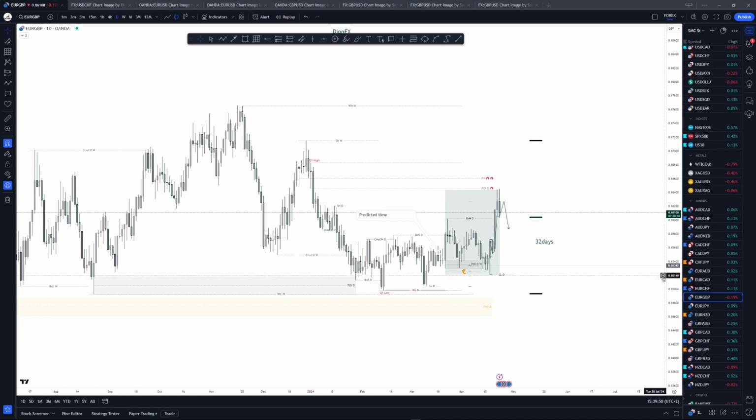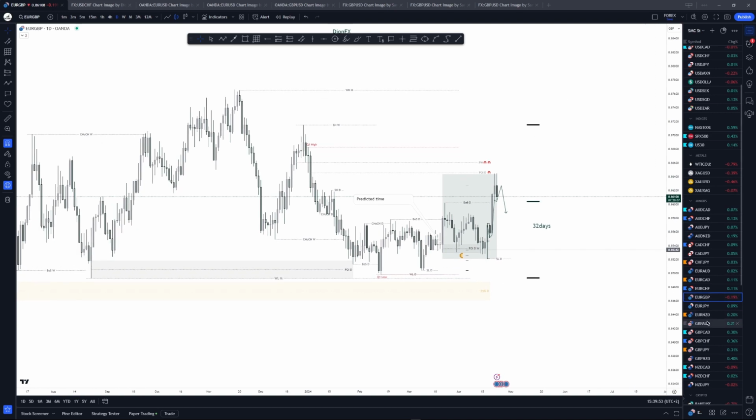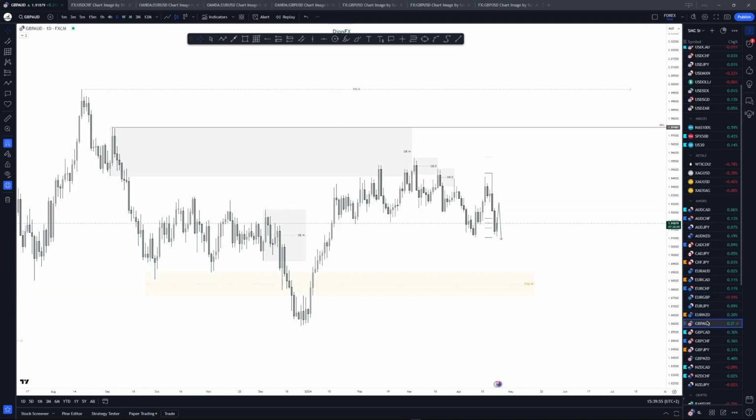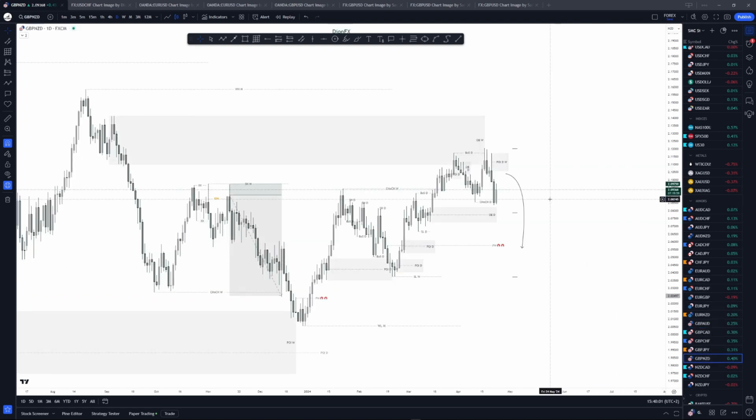So yeah, for GBP/AUD, let me check this one. I didn't send this one out, or I haven't updated you guys on it. GBP/NZD. For GBP/NZD and GBP/CAD, let me talk about GBP/CAD.